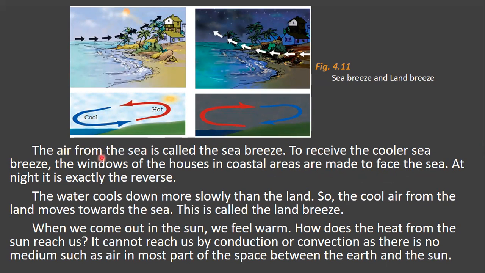See children here, the air from the sea is called the sea breeze, and to receive the cooler sea breeze, the windows of the houses in coastal areas are made to face towards the sea, and at night it is exactly the reverse.